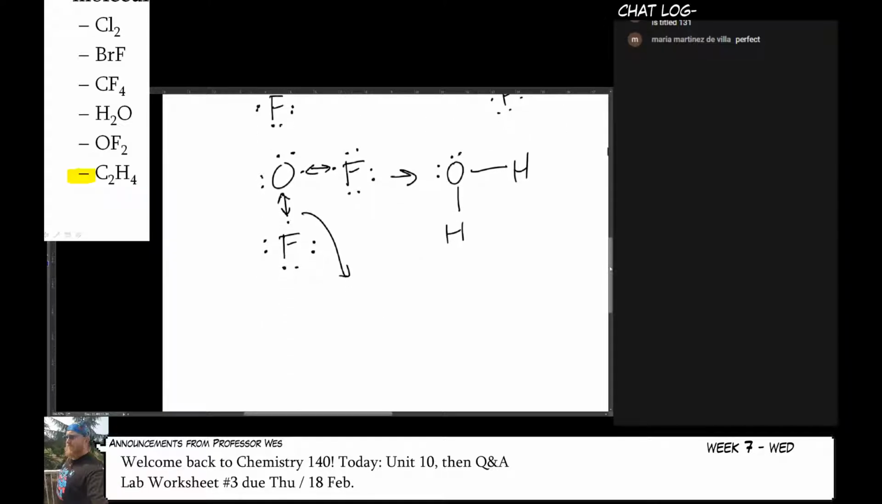And so for OF2, we would get a molecule that looks like this. There you go. Notice how it looks just like water. And that's intended, because there's 1 unpaired electron on both hydrogen and fluorine, so they're going to bond very similarly.